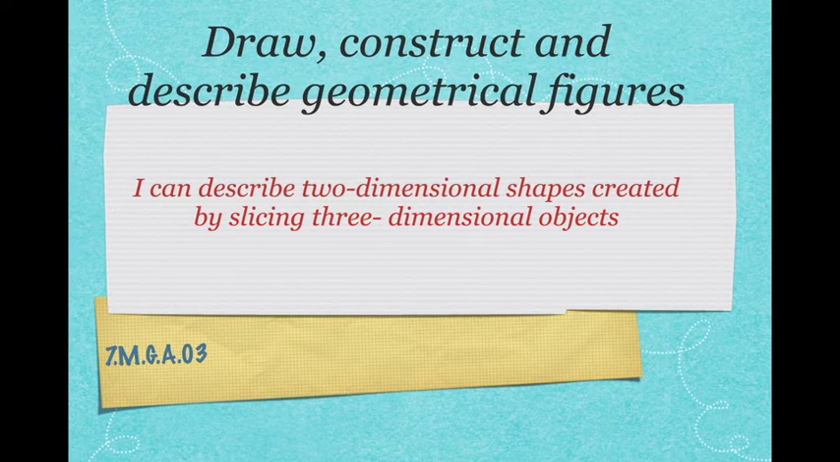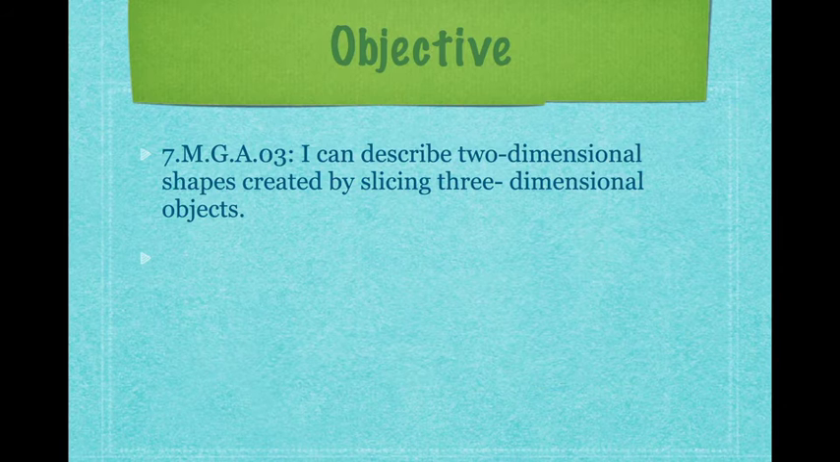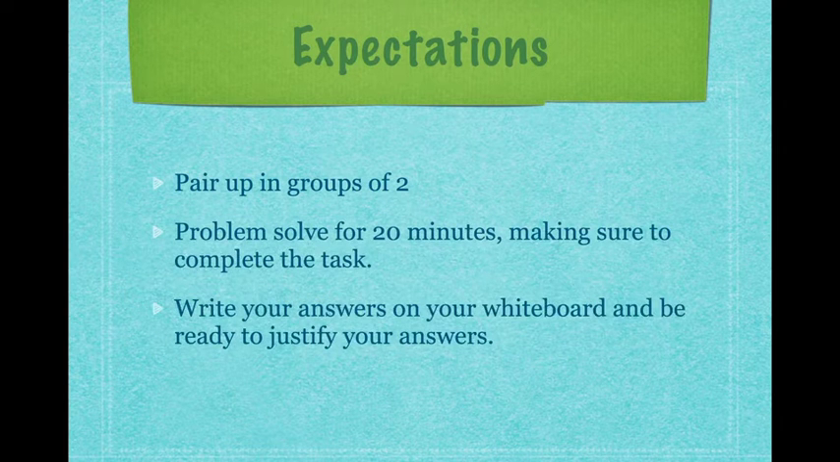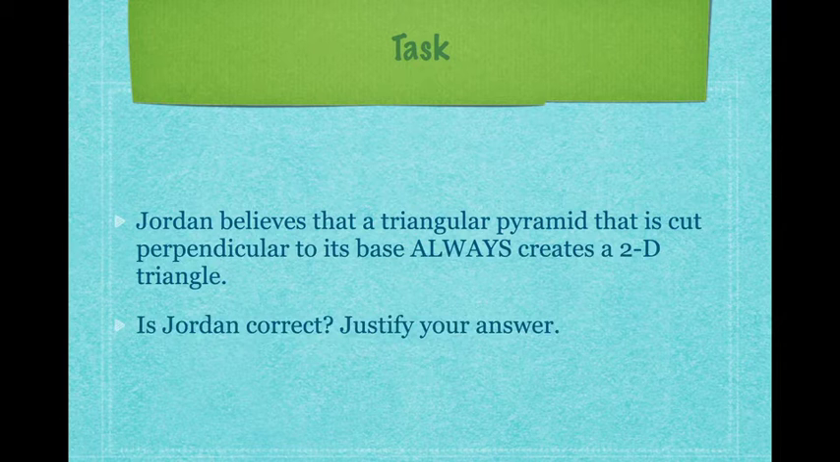You'll see, again, the standard. Let me just click through this. There's the objective. Here are those NCTM standards, or those mathematical practices that apply to this particular task or this standard. You'll see the expectations for kids. Looks like they're pairing up in groups of 2, problem solving for 20 minutes, making sure to complete the task, and then writing your answers on the whiteboard and being ready to justify your answers. So again, some expectations that the teacher can provide to students. And then here's the task.